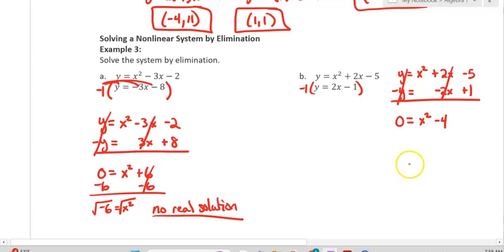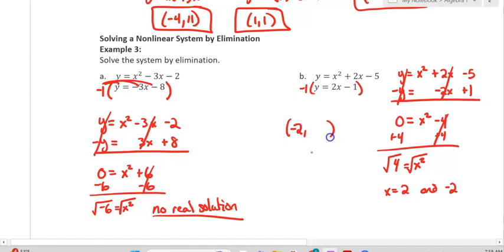This also looks like it could solve by square roots because it only has x squared, so it seems perfect. So I'm going to add the 4 over, because when you do square roots, you try to get x squared by itself. So then I square root both sides. The square root of 4 is 2 and -2. And so your solution, you're going to have a -2 as the x and a 2 as the x.